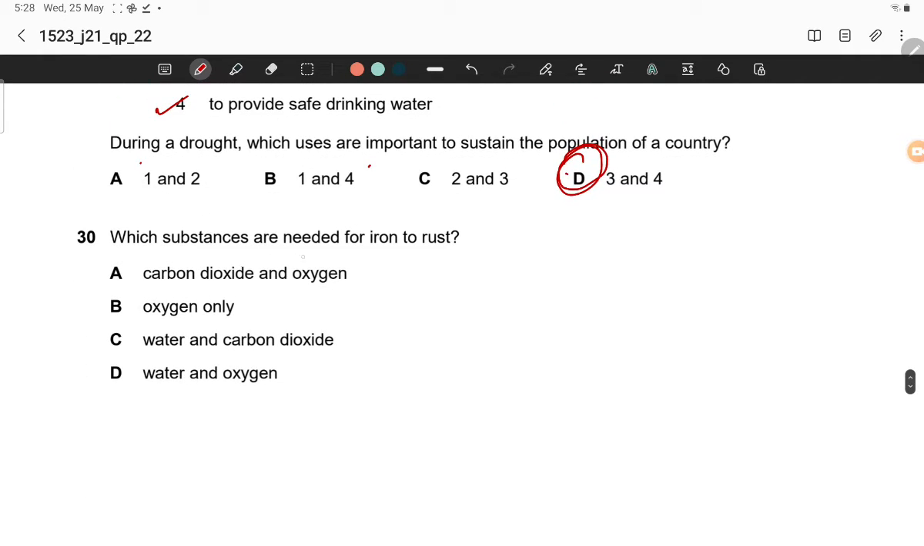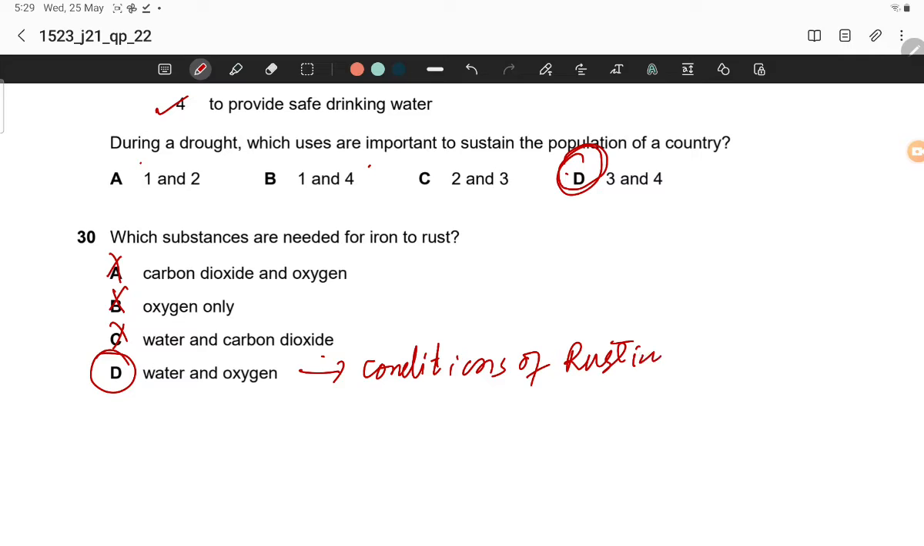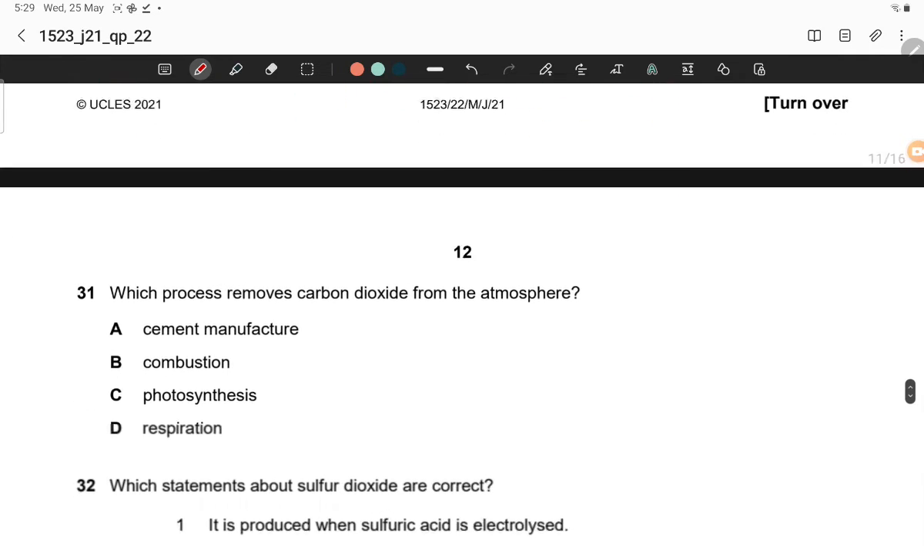Which substances are needed for iron to rust? Carbon dioxide and oxygen, it is not correct. Oxygen only is not correct. Water and carbon dioxide, water and oxygen, these are the conditions of rusting. So D is the correct option.